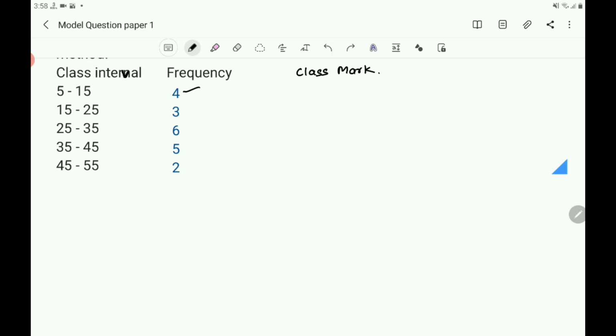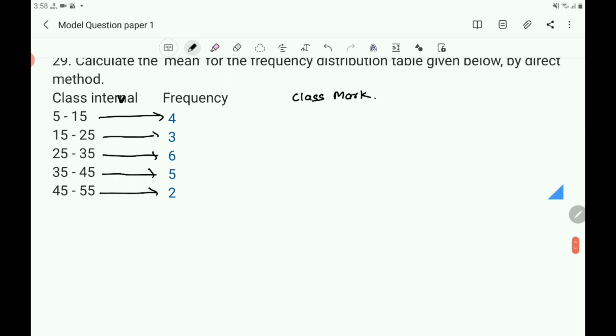Here the frequency of 5 to 15 is 4, 15 to 25 is 3, 25 to 35 is 6, 35 to 45 is 5, 45 to 55 is 2. Then we have to find the third column, for class mark. Let us denote the frequency as Fi and the class mark as Xi. Then we have to find Fi Xi, the product of the frequency and the corresponding class mark.